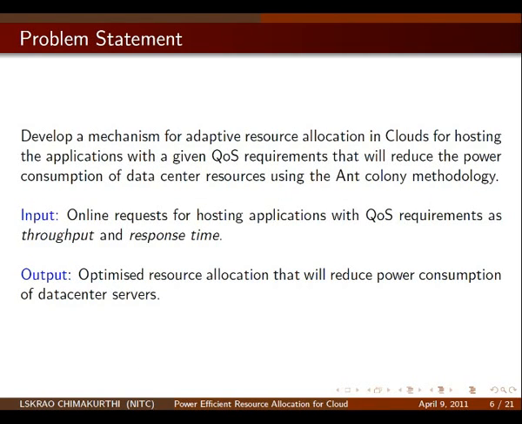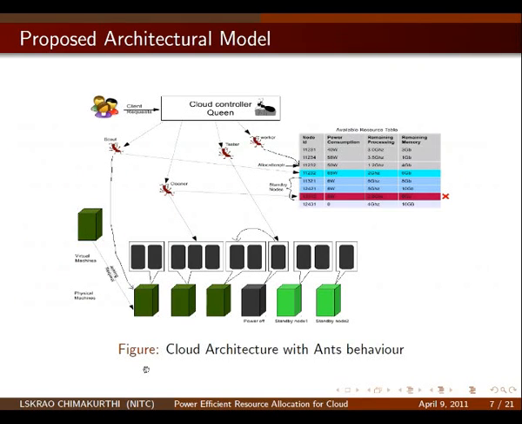This is the main problem statement that we are going to address in this paper. We are trying to develop an adaptive resource allocation for clouds using the ant colony framework by satisfying the QoS requirements of the customers, and these QoS requirements are specifically throughput and response time.